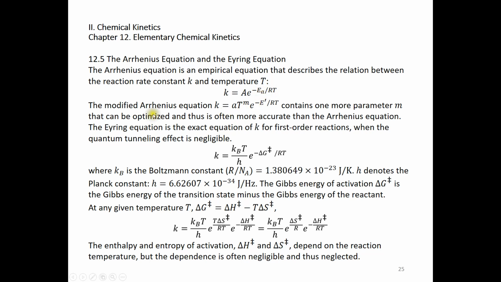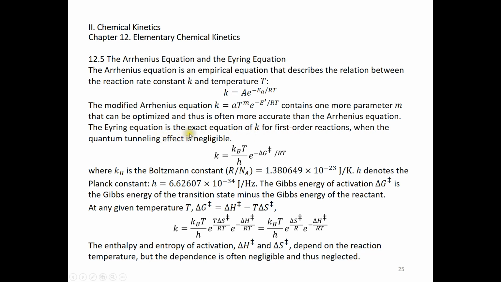There is also a modified Arrhenius equation. k is A times T to the power of m and times e to the power of negative E prime over RT. It contains one more parameter than the original Arrhenius equation. And usually when we have more parameters in the equation, we can use that equation to match experimental data more accurately. The Eyring equation is another equation for computing the reaction rate constant k at different temperatures.